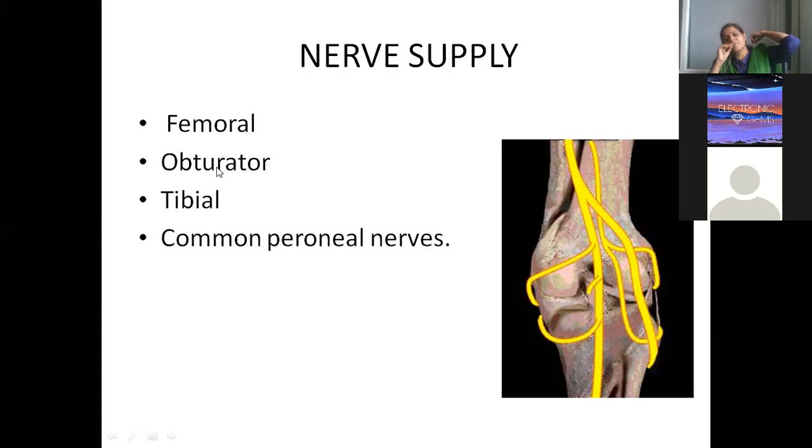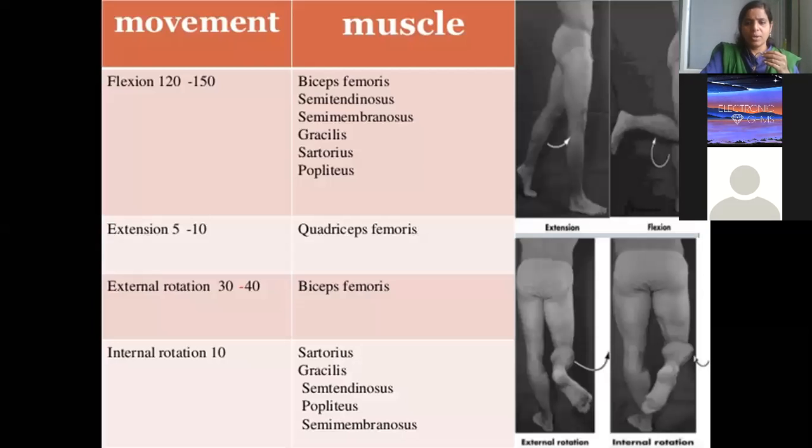I told you these nerves, femoral and obturator, also supply the hip joint. That's the reason any pain in the hip joint is also referred to the knee joint, referred pain. Coming to the various movements: see, flexion. You can see this is the flexion movement. What are the various muscles involved? Biceps femoris, semitendinosus, semimembranosus, gracilis, sartorius and popliteus.